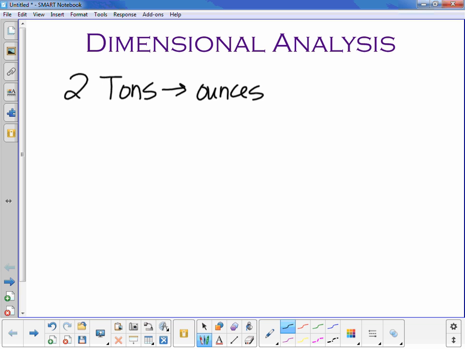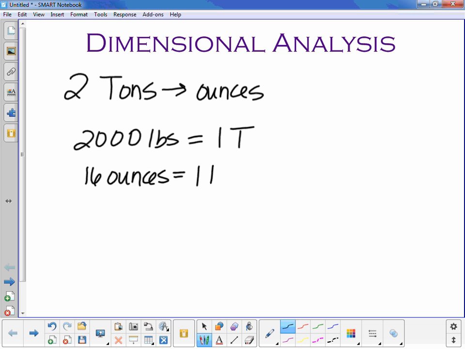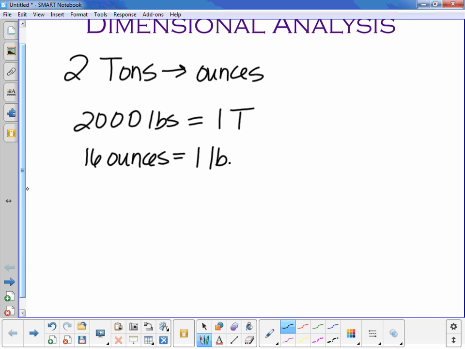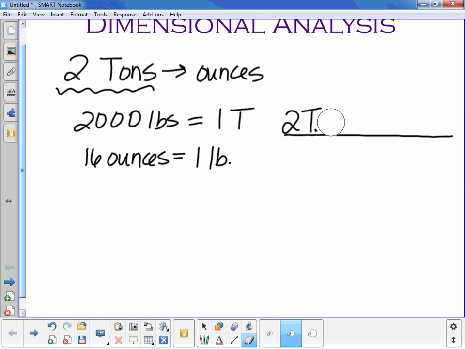Well, we know that there are 2,000 pounds in 1 ton, and there are 16 ounces in each pound. So the way you're going to set this up, if you're going to use dimensional analysis, is you're going to make a little table. So you start with what you're given. We're given 2 tons. So that goes up here, and you want to include your label. In fact, you could abbreviate your label.